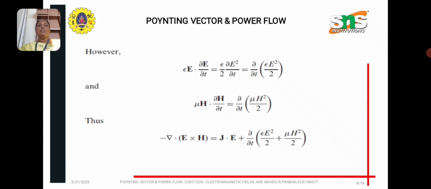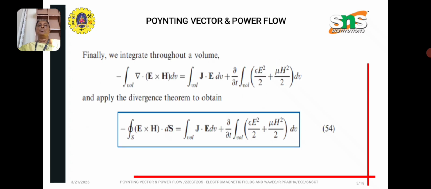And similarly, by the analogous equation, mu H dot dou H by dou T is equal to dou by dou T of mu H squared by 2, and this minus del dot (E cross H) can be written as J dot E plus dou by dou T of epsilon E squared by 2 plus mu H squared by 2.